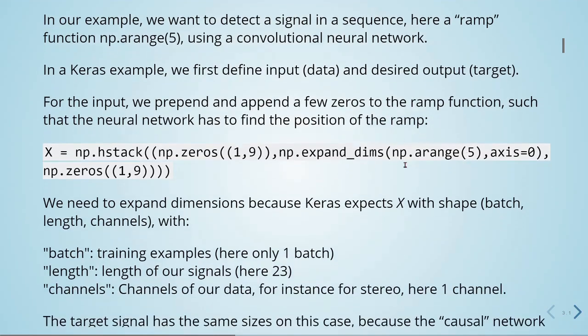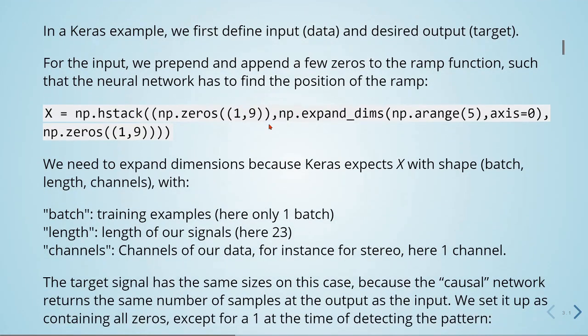So here we have our ramp. We have 9 zeros before, 9 zeros after, and our ramp has 5 numbers, so we have a total of 23 numbers. So Keras expects a certain shape, and we need to expand some dimensions to prepare that our input has these expected dimensions. The dimensions that Keras expects is an input with the shape that is given by the batch, the length, and the number of channels.